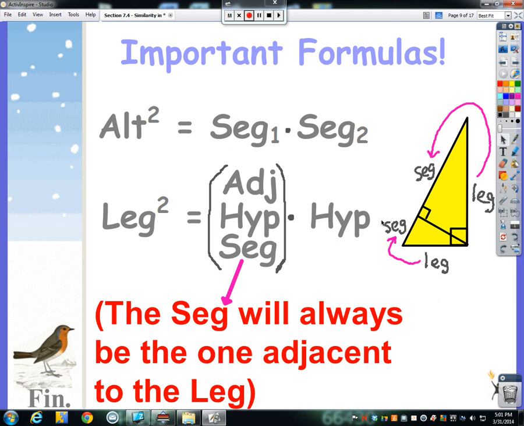So that's all for this video. In class, we will discuss how we actually use these formulas to do some calculations. So that's all.